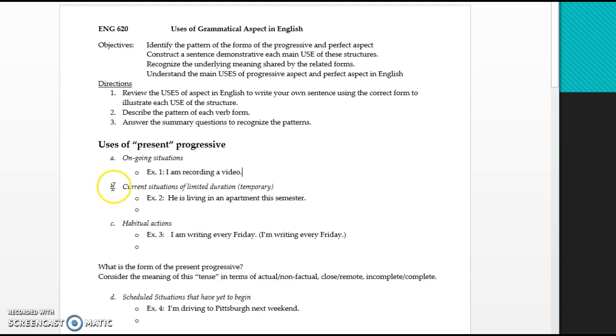The second use is a current situation of limited duration. It sort of expresses something temporary. Looking at example 2 here, he is living in an apartment this semester. Do you see how if you just say he lives in an apartment, do you see how we're comparing these two forms? If we say he lives in an apartment with just simple present, it feels more permanent than he is living in an apartment. So it gives a temporary feeling. Go ahead and write your own and continue the video when you're ready.